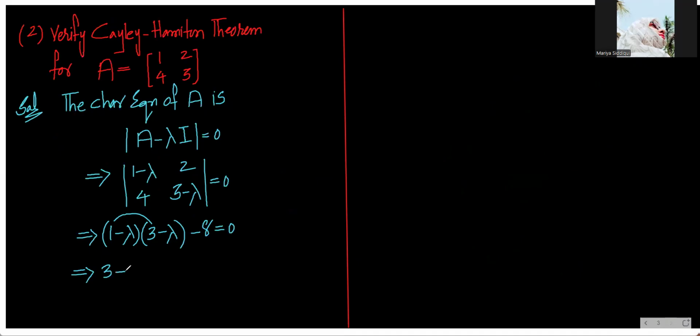(3 minus lambda)(3 minus lambda) minus ... plus lambda square minus 8 is equal to 0. Better to write in order. Lambda square minus 3 lambda minus lambda is minus 4 lambda. From minus 8, if you subtract 3, you will get minus 5, is equal to 0. Equation number 1. Now what will we write?